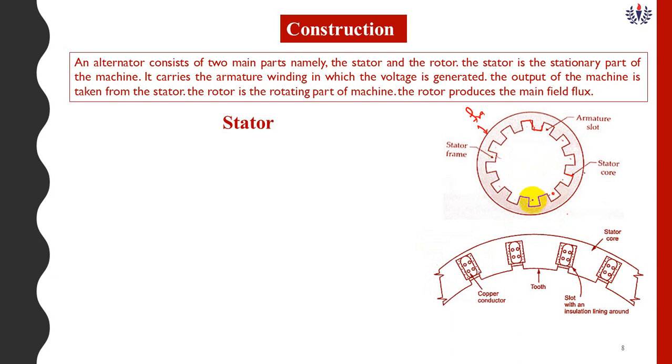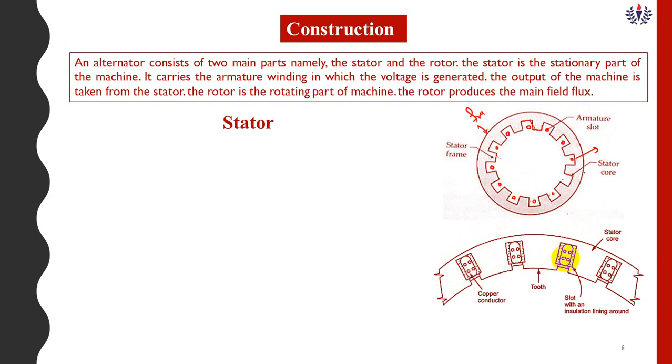This is the armature slot. The armature slots are placed inside the stator core. Okay, this circle is called the armature slot. And you see this diagram, it is a clear view diagram. In this diagram, the slot will be there.